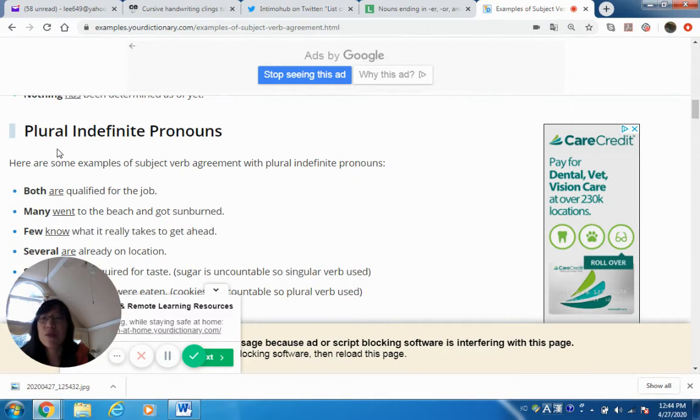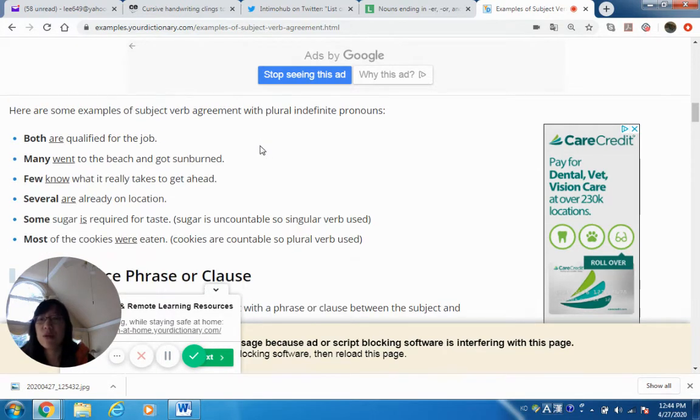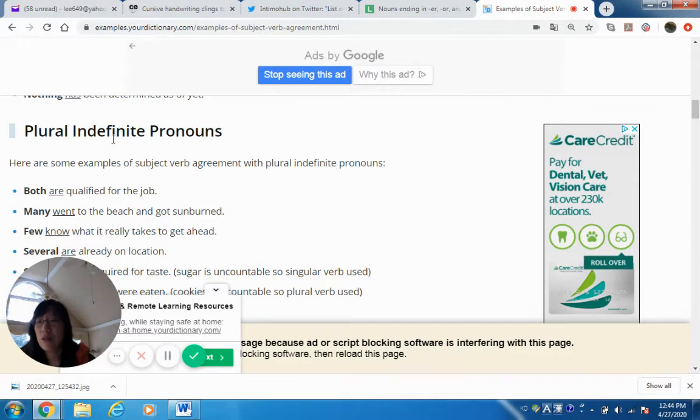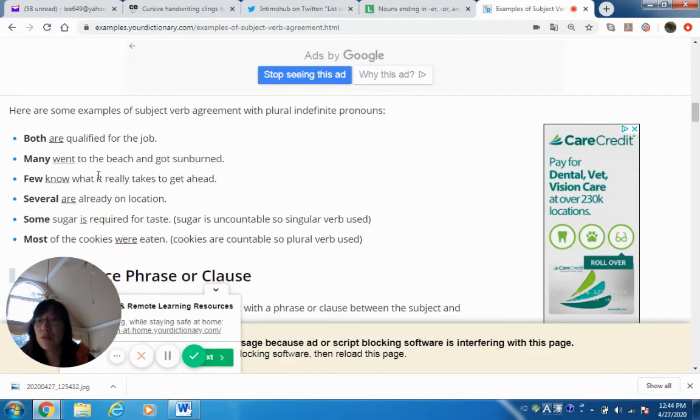Now here are the plural indefinite pronouns. When you see these: both, many, few, several, some, most. For both, many, few, and several, these are always plural indefinite pronouns. You don't have to know this term. But when you see both, many, few, and several, you have to use the plural verb form.